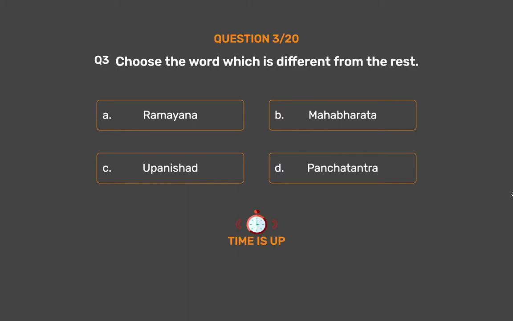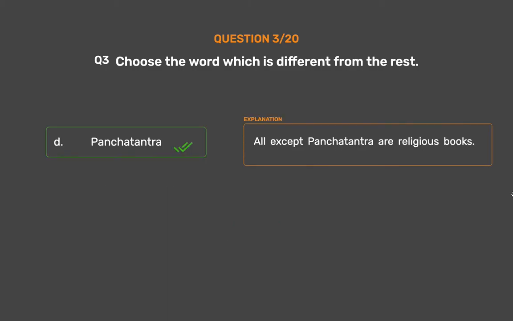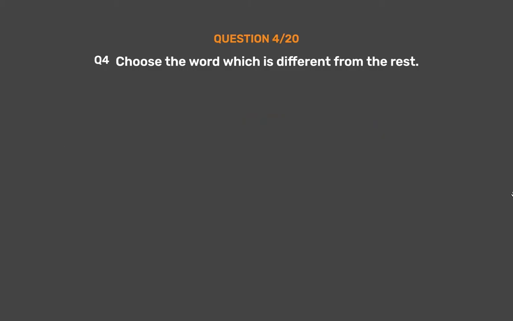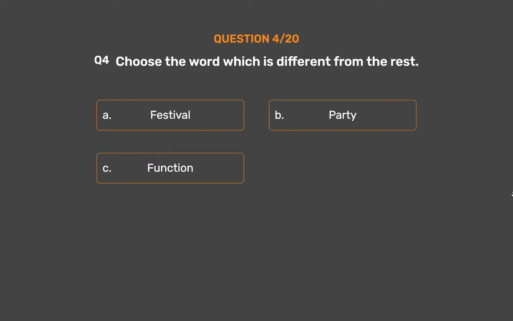The correct answer is Option D. Panchtantra. All except Panchtantra are religious books. Question number 4. Choose the word which is different from the rest. Option A. Festival. Option B. Party. Option C. Function. Option D. Funeral.